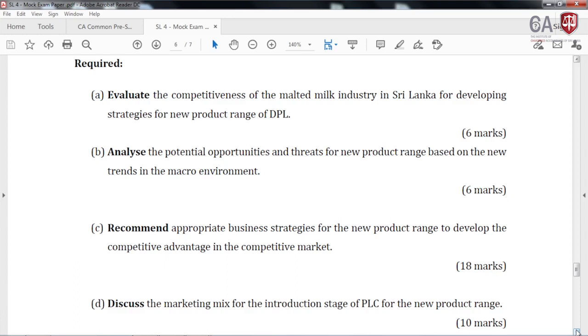Then recommend appropriate business strategies for the new product range to develop the competitive advantage in the competitive market. So, appropriate business strategies. What can you use? You can easily use Porter's generic strategies, or you can use the Bowman strategic clock. 18 marks. You have to put more weight. You can even talk about blue ocean and red ocean strategies also.